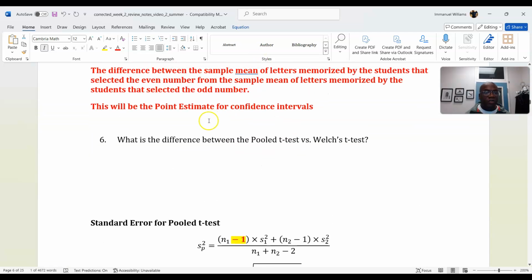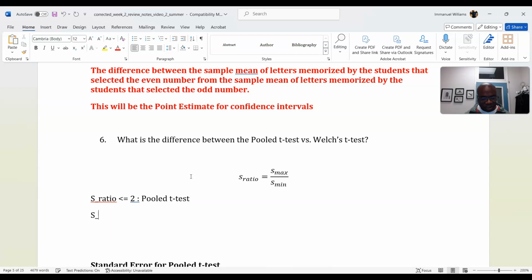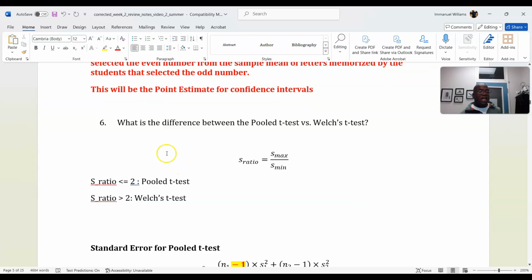If the S ratio is less than or equal to 2, that means S max and S min are approximately close to one another, so we're going to use the pooled t-test. We're going to pool our variances together. And if the S ratio is greater than 2, we use Welch's t-test. And that's that.